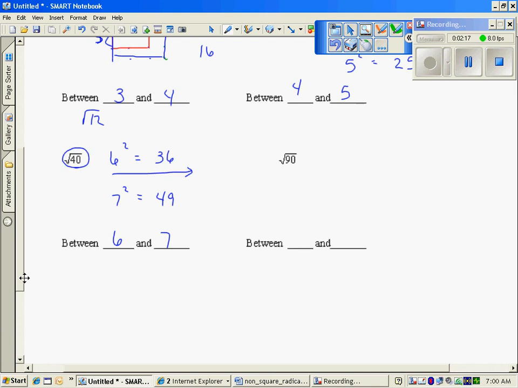some decimal approximation. And the square root of 90, 9 squared is 81. 10 squared is 100. 90, again, is someplace between 81 and 100. So the square that would use exactly 90 items is some square dimension between 9 and 10.